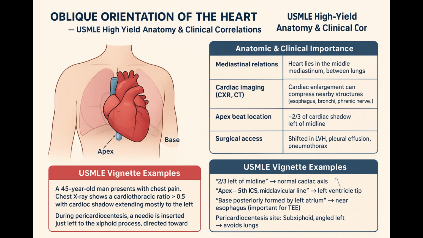But let's start with size. The classic comparison is your fist. Yeah, and that's actually a pretty good rule of thumb. Surprisingly accurate for a quick estimate. But if we want specifics, for adults, we're generally looking at around 12 centimeters long, maybe 9 wide, and 6 deep. Okay. And the weight, that's a really key clinical marker.